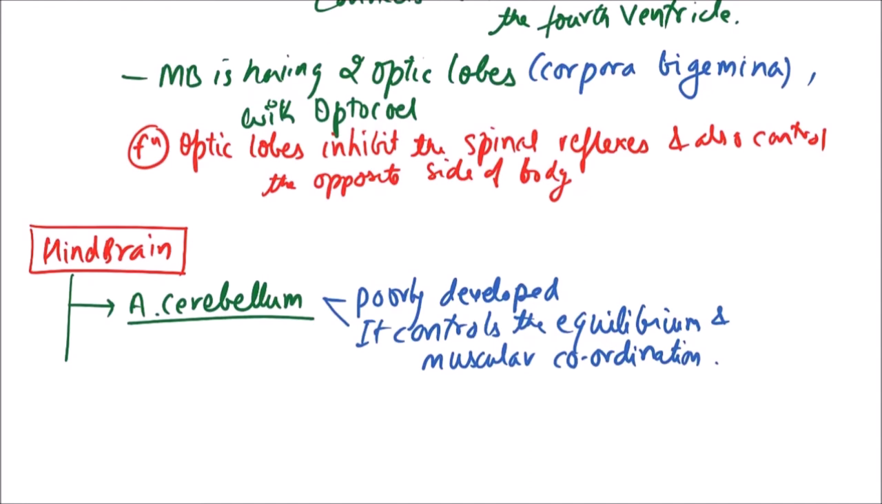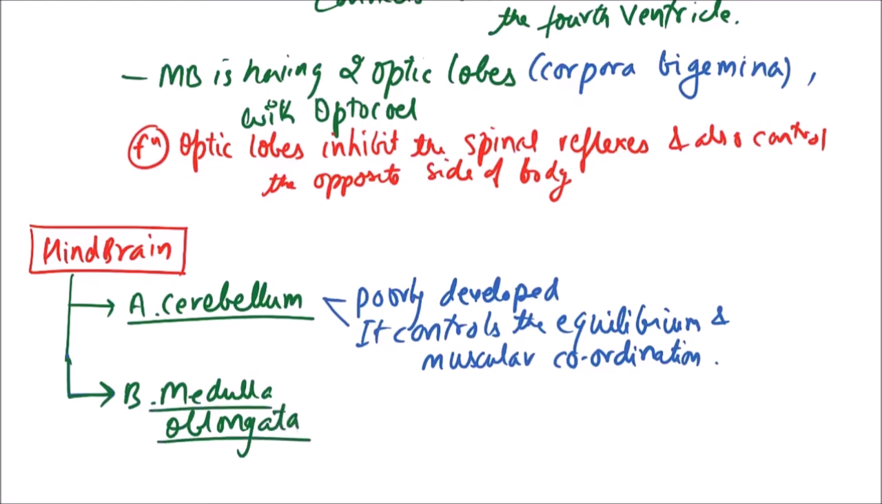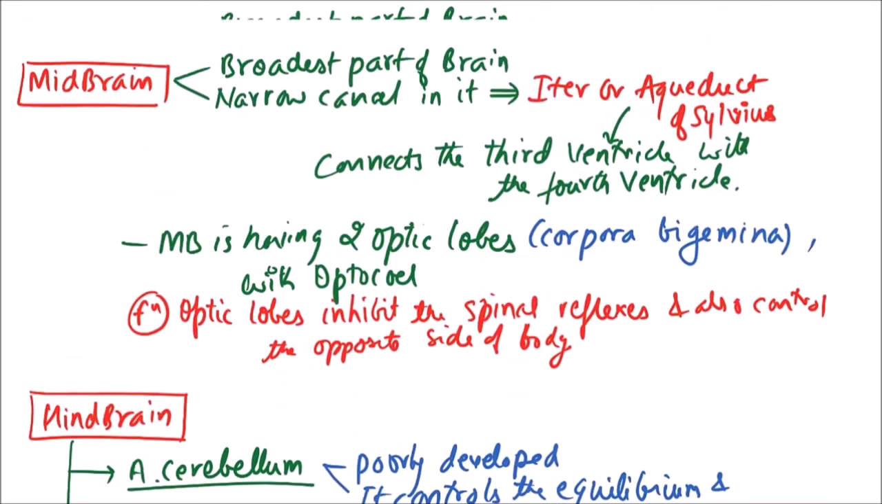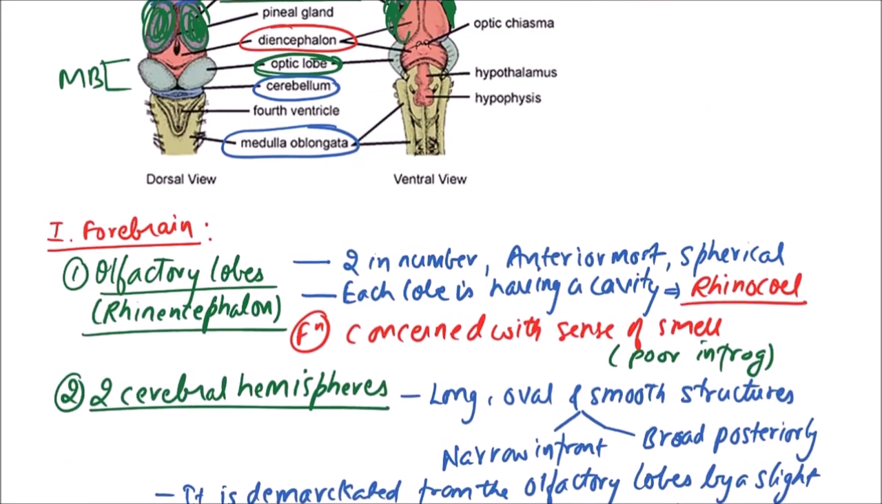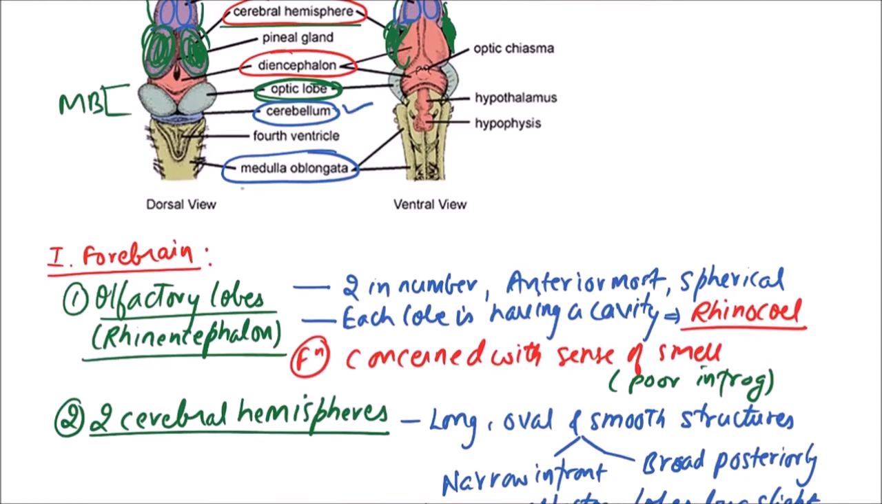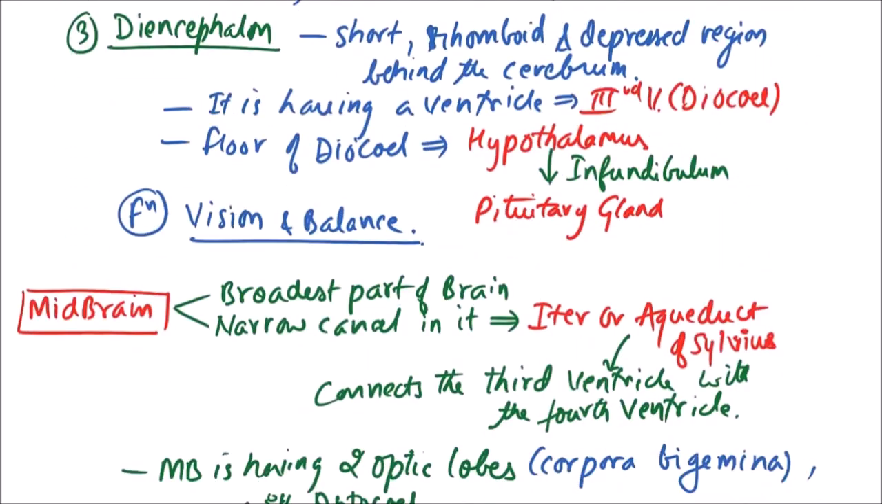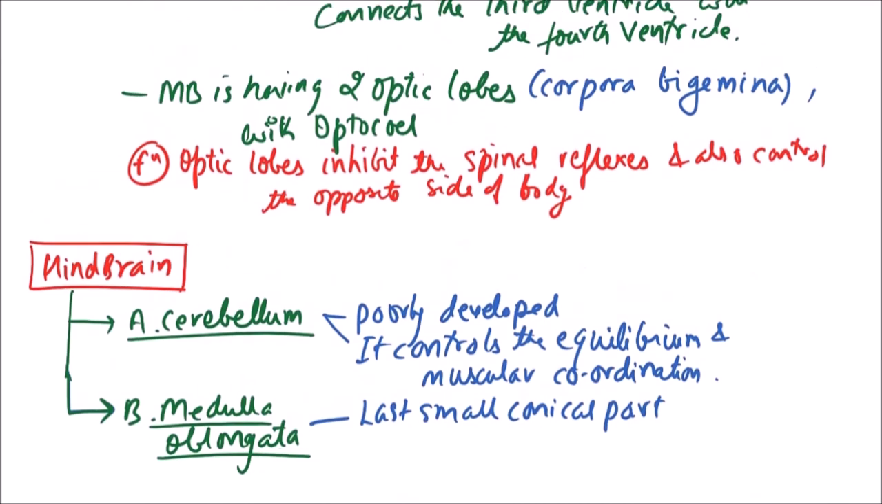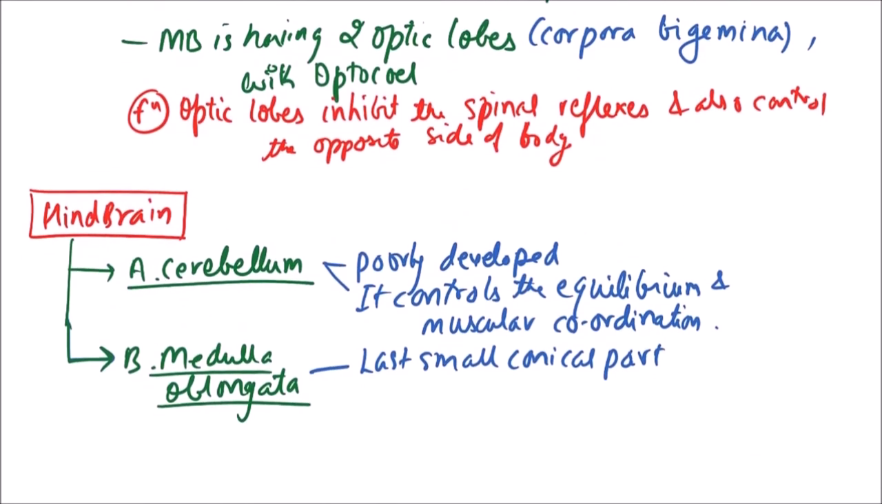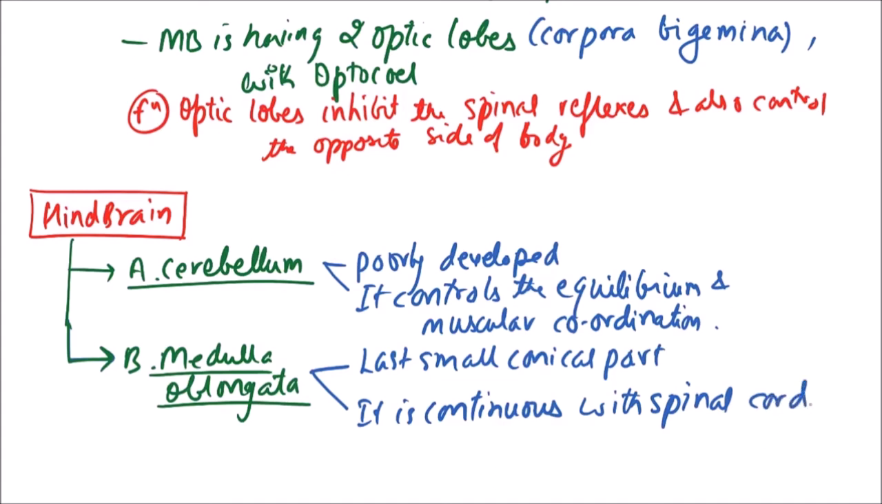The next part is medulla oblongata. Now, medulla oblongata represents the last small conical part. We can observe the hindbrain in the diagram. This is the cerebellum, and this is the medulla oblongata. It is continuous with spinal cord without any distinction.